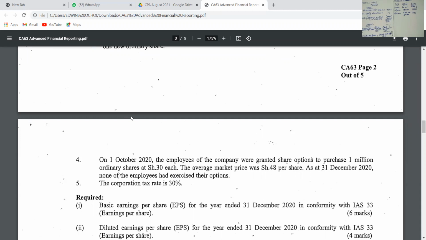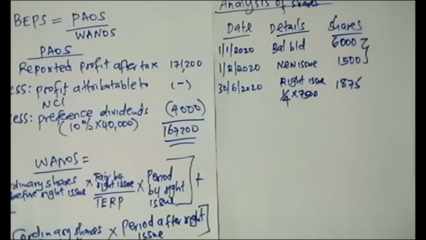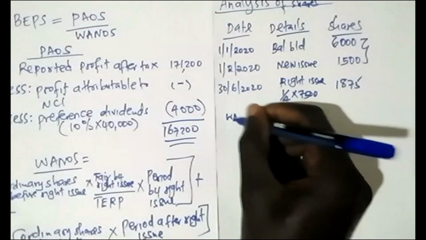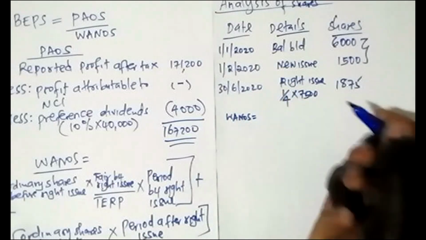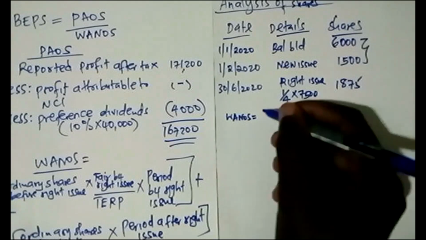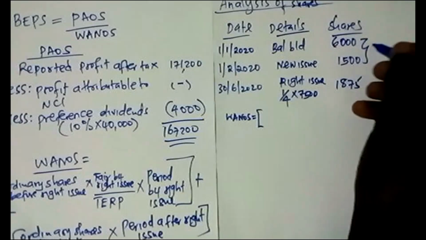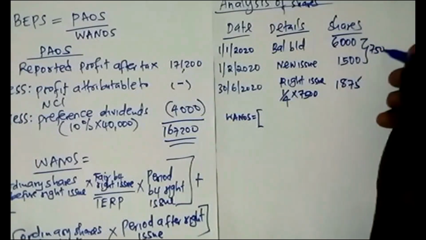So for now, we are done with the determination of the relevant ordinary shares which can be applied in the formula for determining the weighted average number of ordinary shares when there is a right issue. So we can apply these shares in our formula. Ordinary shares before right issue is this total of 7,500.